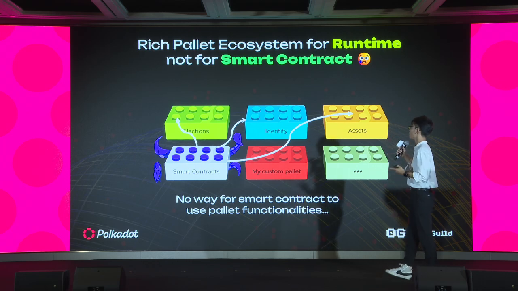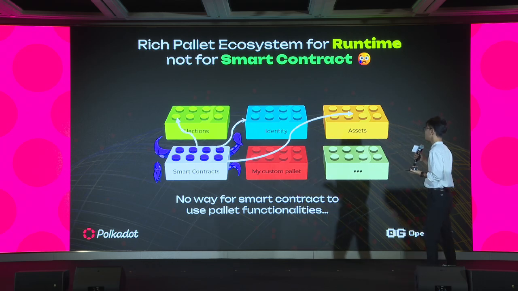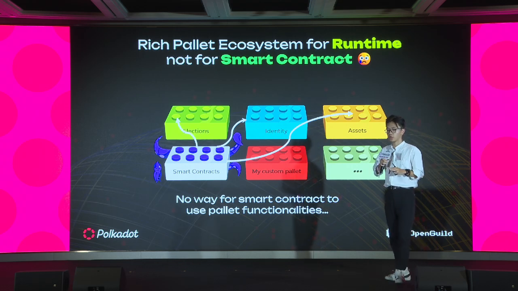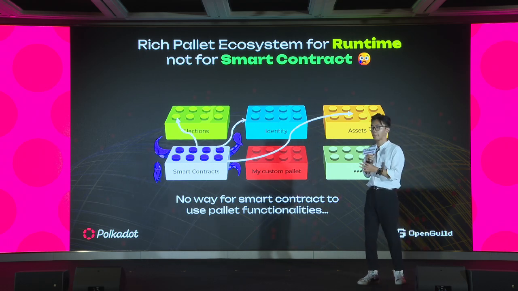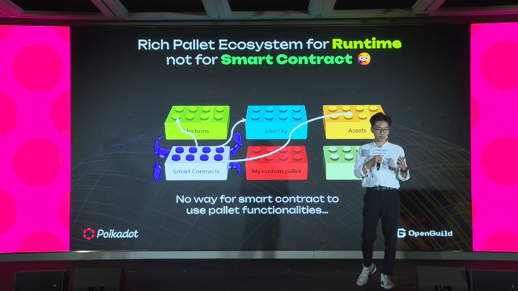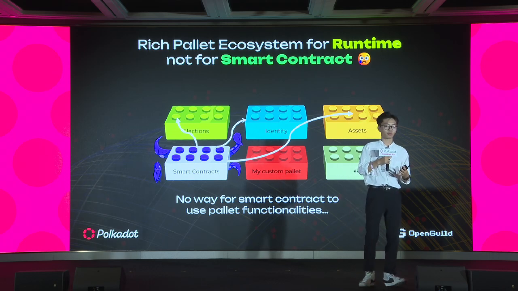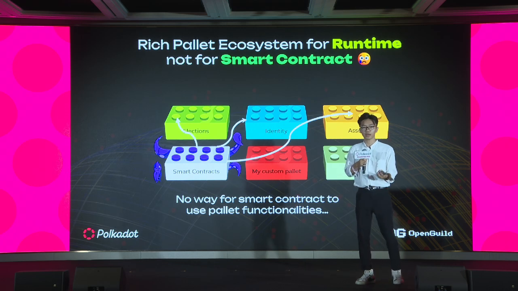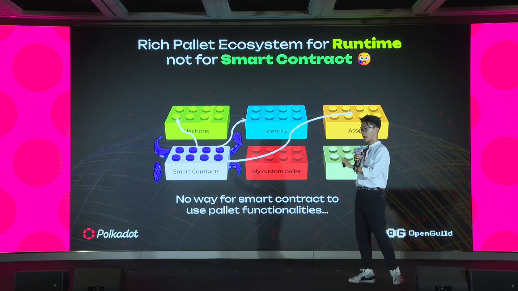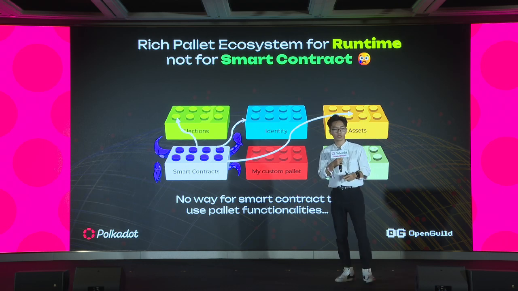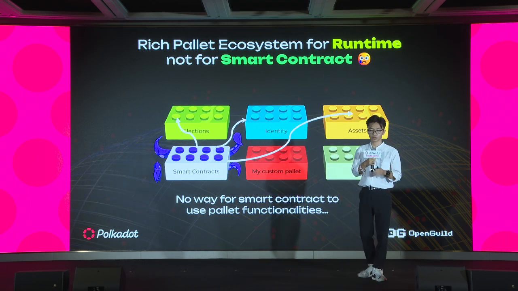There is another problem: a rich pallet ecosystem for runtime, but not for smart contracts. As core devs, they build a lot of runtime modules, or we can say pallets, for Substrate that provide bunches of functionality, but it doesn't provide functionality for smart contracts. So that means any smart contract developer, when they join the ecosystem, has to rebuild the whole libraries for smart contracts themselves.